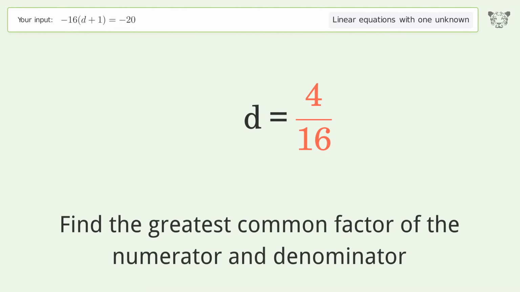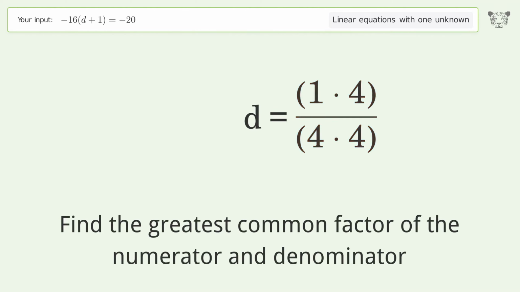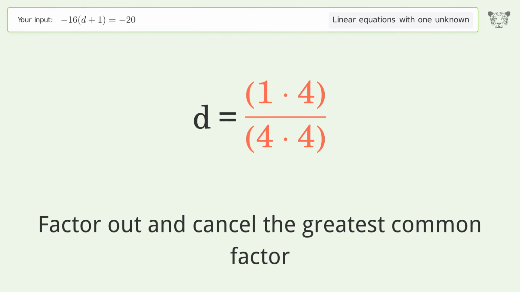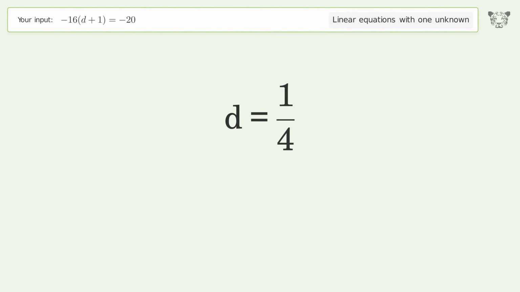Find the greatest common factor of the numerator and denominator. Factor out and cancel the greatest common factor. And so the final result is d equals 1 over 4.